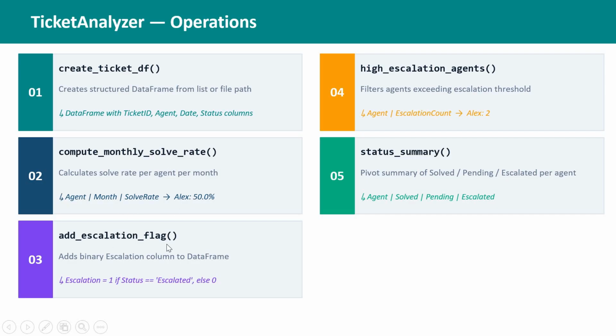Next, add an escalation flag. That means we add one escalation flag for how many tickets got escalated, for whatever reason. Escalation means it may go to your manager or a higher authority, who will take strict action and ask why you did not solve this particular ticket in this time period. They will directly contact the agent. That is a kind of escalation. So we add one escalation flag: escalated equals 1 if status equals escalated, otherwise it will be 0.